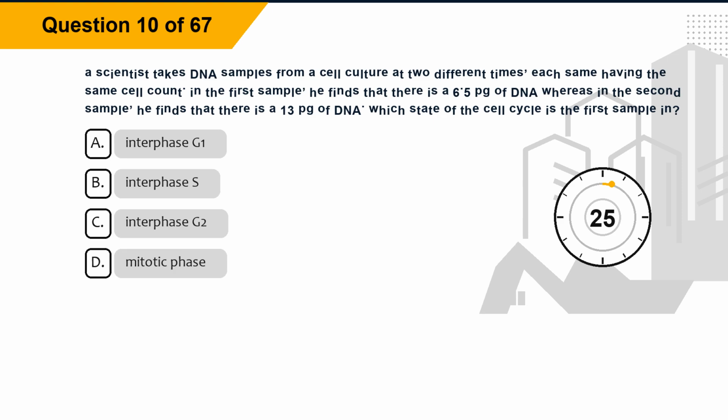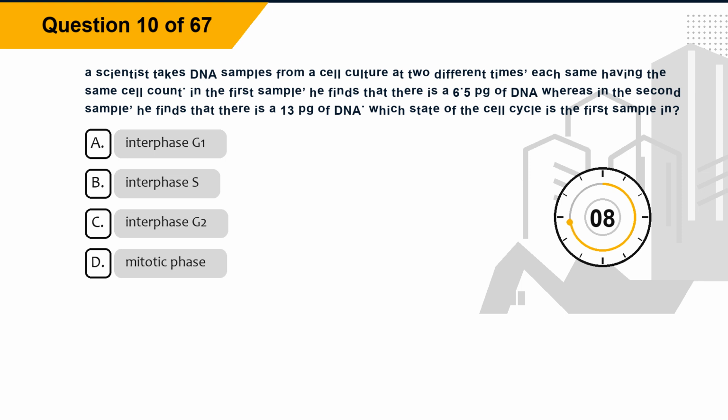A scientist takes DNA samples from a cell culture at 2 different times, each having the same cell count. In the first sample, he finds that there is 6.5 pg of DNA, whereas in the second sample, he finds that there is 13 pg of DNA. Which state of the cell cycle is the first sample in?